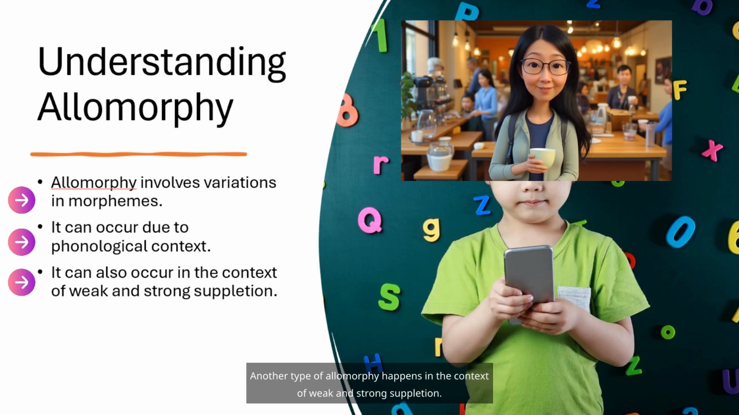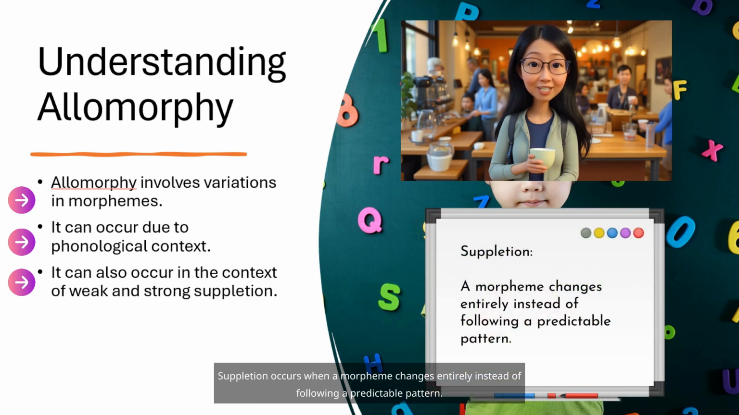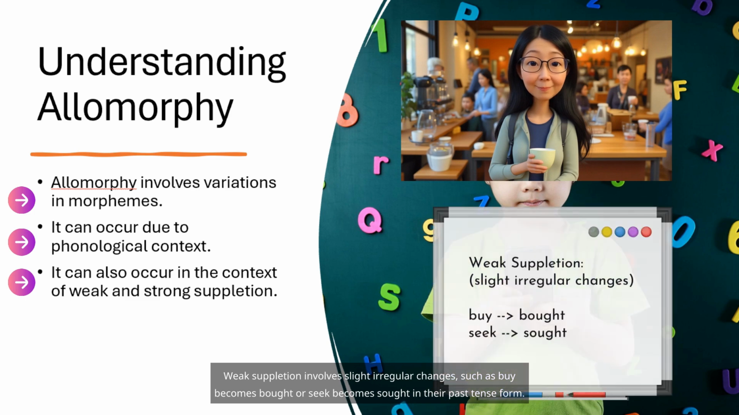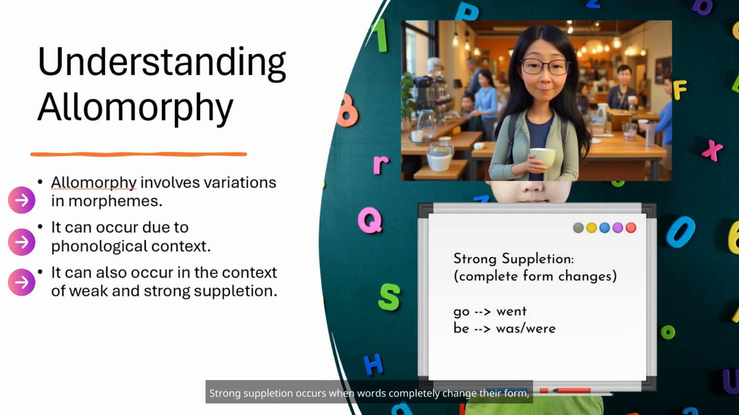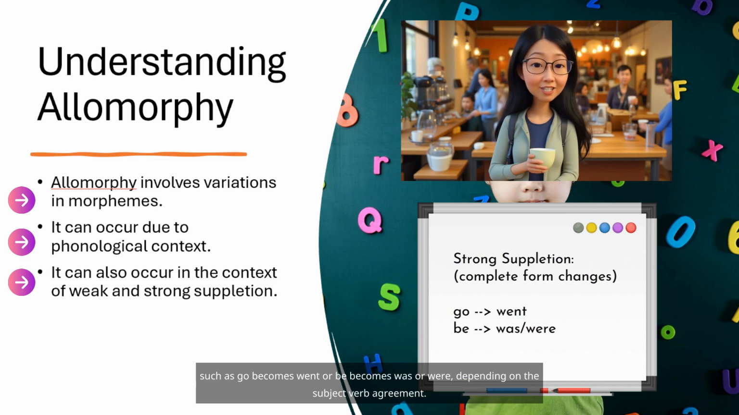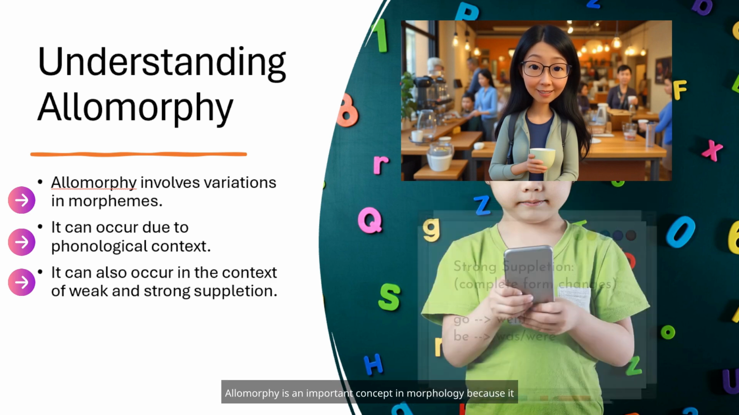Another type of allomorphy happens in the context of weak and strong suppletion. Suppletion occurs when a morpheme changes entirely instead of following a predictable pattern. Weak suppletion involves slight irregular changes, such as buy becomes bought or seek becomes sought in their past tense form. Strong suppletion occurs when words completely change their form, such as go becomes went or be becomes was or were, depending on the subject-verb agreement.